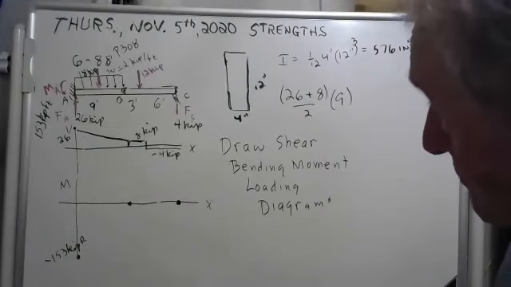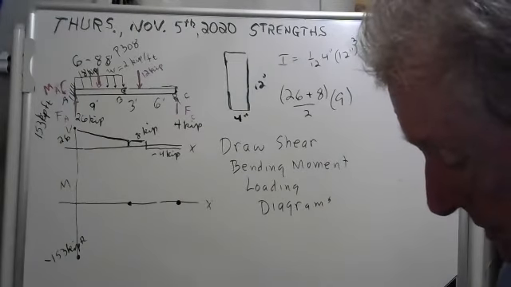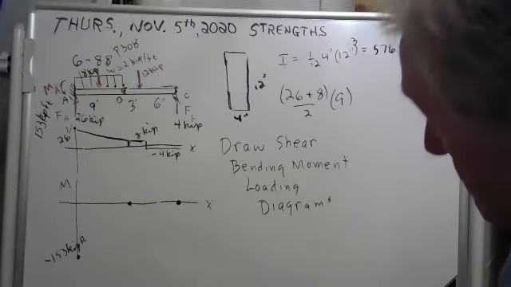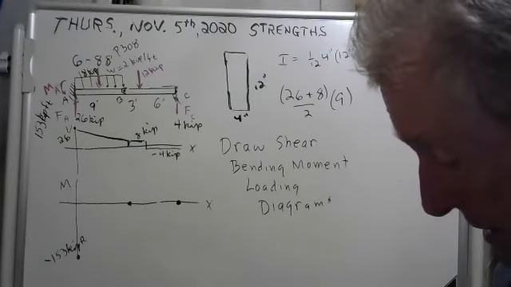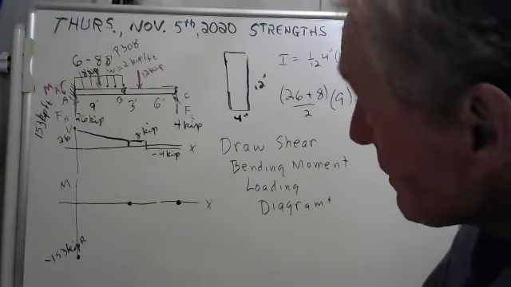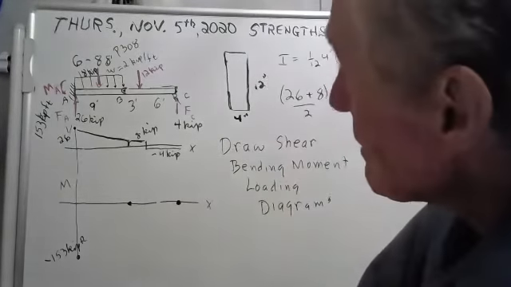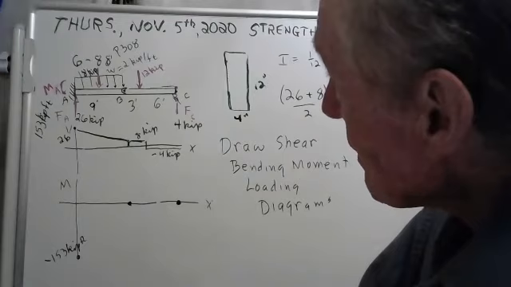Let's see. 26 plus 8 divided by 2 times 9. I'm getting 81. Something bad happened. That's not right.